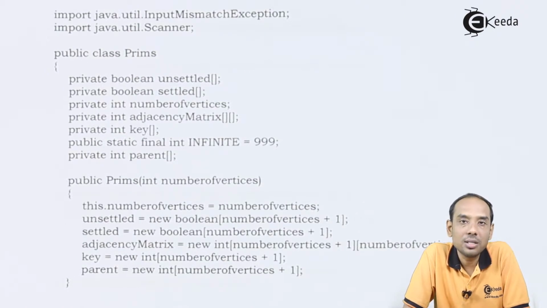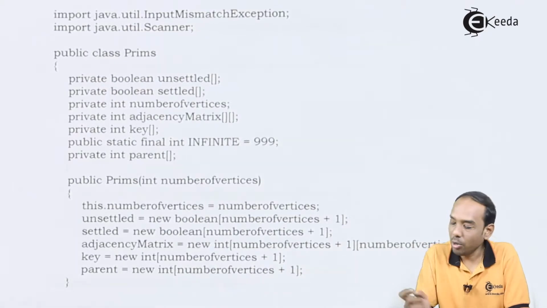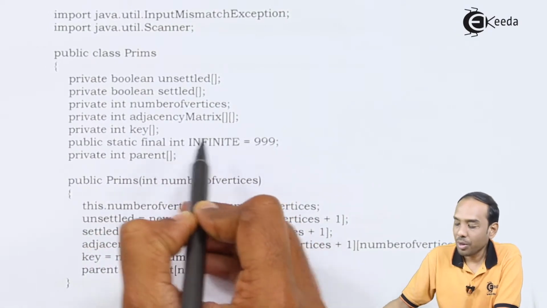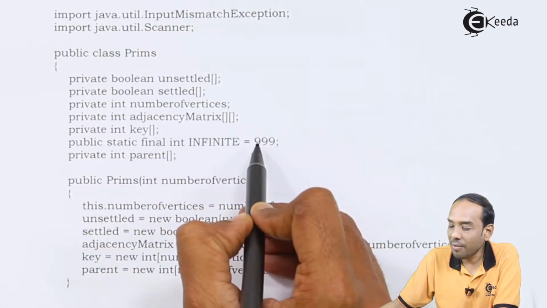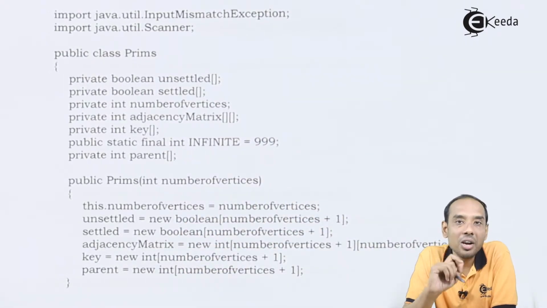Then in these cases, we need to find out whether the vertex is reachable from the given set of vertices. That is, whether the vertex under consideration is reachable from the source vertex. If it is not reachable, we are going to use the value 999 to indicate that it is infinite distance. So we write public static final infinite variable of type integer with the value 999. 999 indicates it's unreachable.